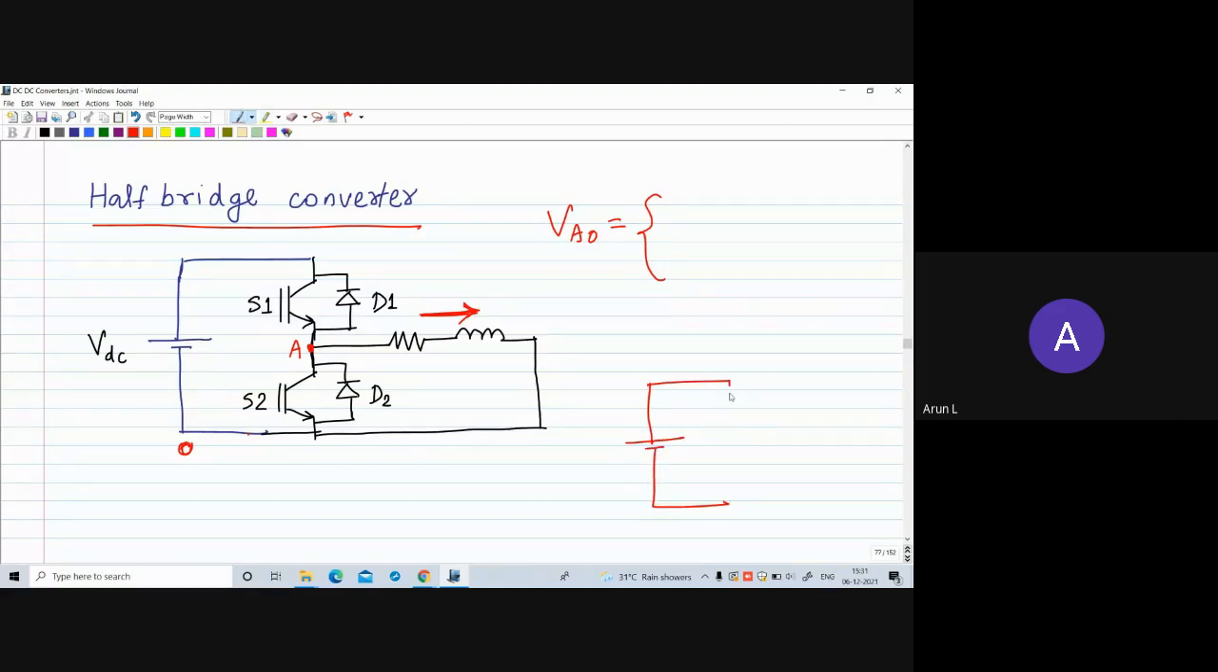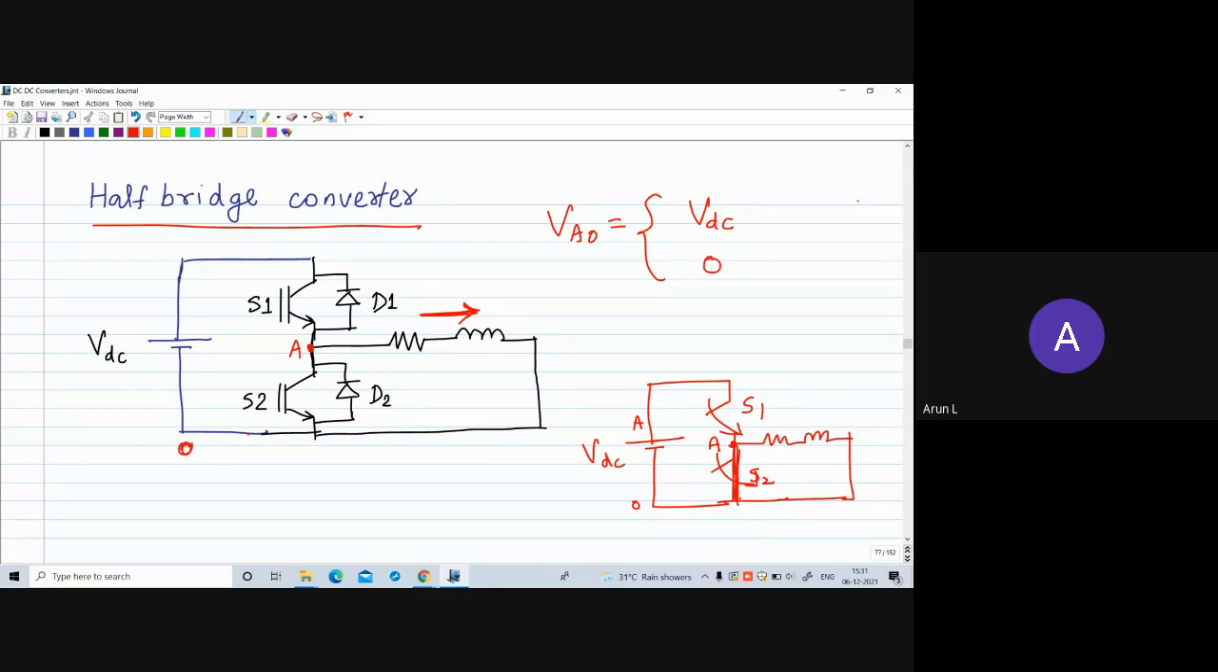we have two switches like this, S1 and S2, and we have a load like this. The moment you close S1, when S1 is on, this point A is the same as the upper point here. So VAO will be equal to VDC. The moment you close switch S2 and open switch S1, this point will be shorted to ground. So this will become 0.